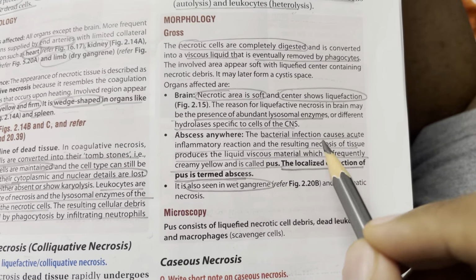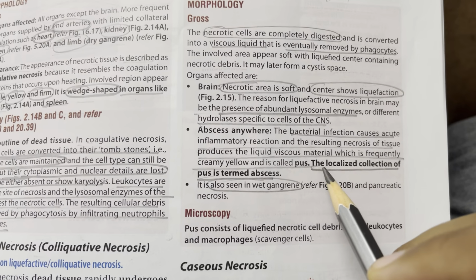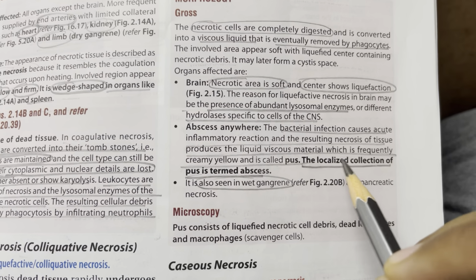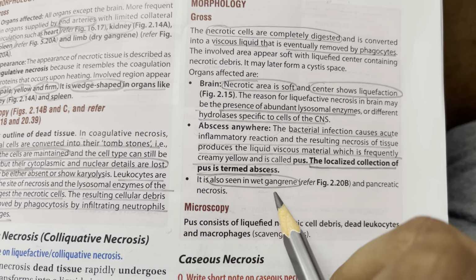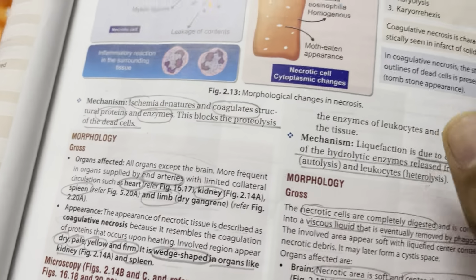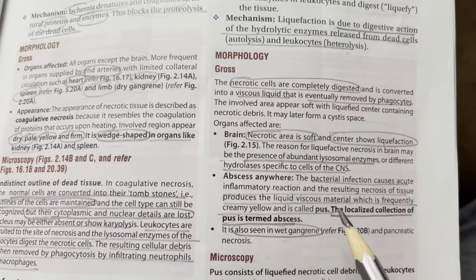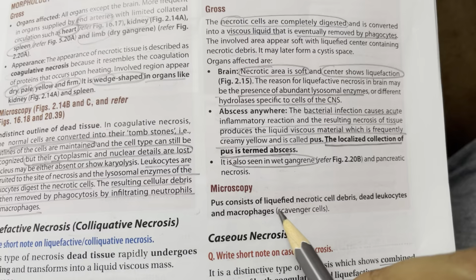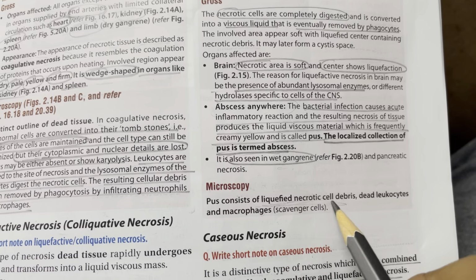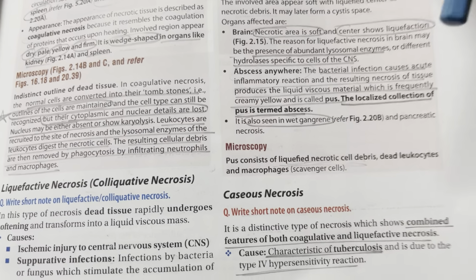And then the bacterial infection causes acute inflammatory reaction and produces liquid viscous material called pus. The localized collection of pus is called abscess. There could be abscess anywhere, and it's also seen in wet gangrene. Ischemic coagulative necrosis is seen in dry gangrene, and in wet gangrene you can see liquefactive necrosis. Next, microscopy: you can see the pus, which consists of liquefied necrotic cell debris and also dead leukocytes and macrophages.